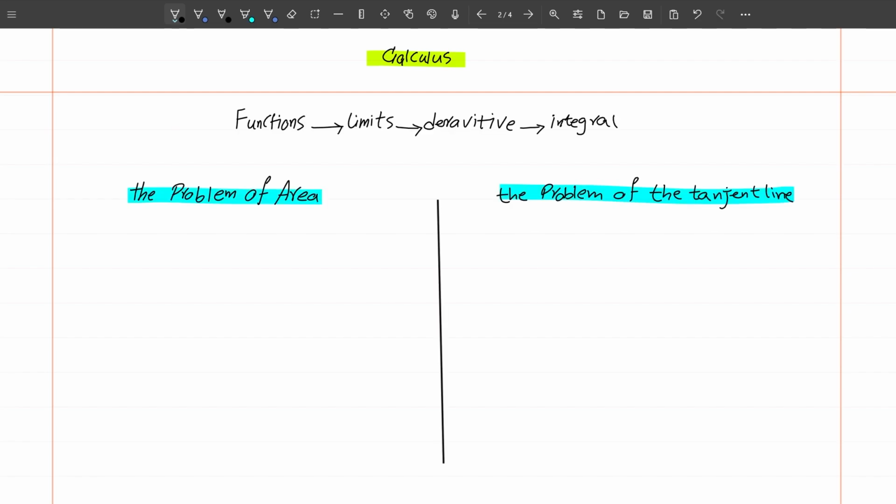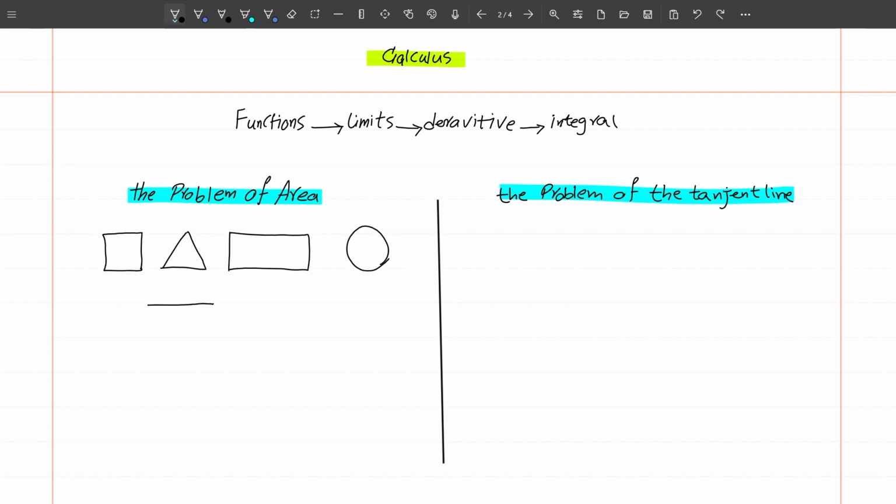First, on the problem of area. And why is it a problem? Well, because up until now, we've been finding the area of basic shapes like a square, a triangle, a rectangle, and circles. And when we got introduced to a new shape that we didn't have a basic formula for calculating its area, we used the method of exhaustion. The area of a square is a side squared.